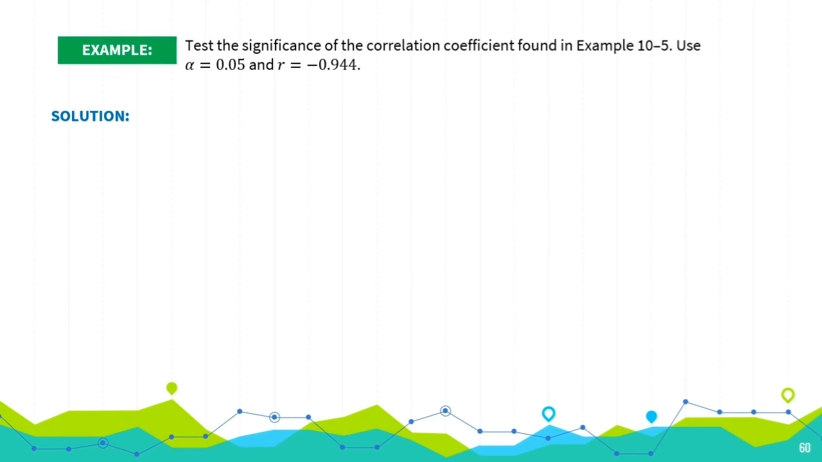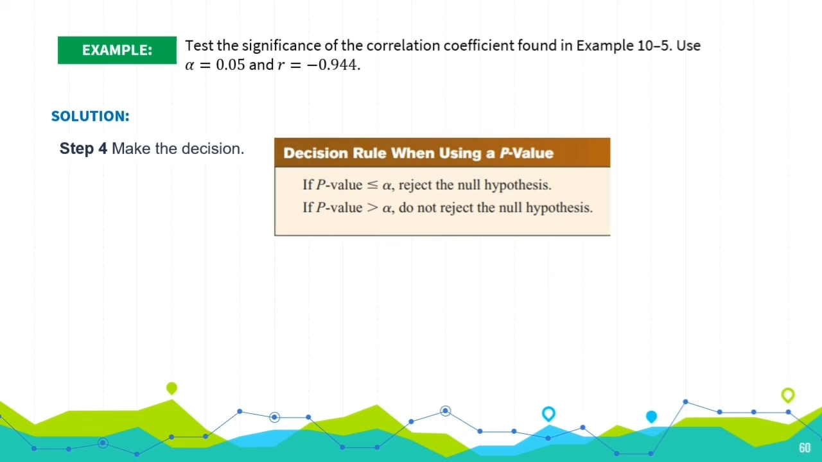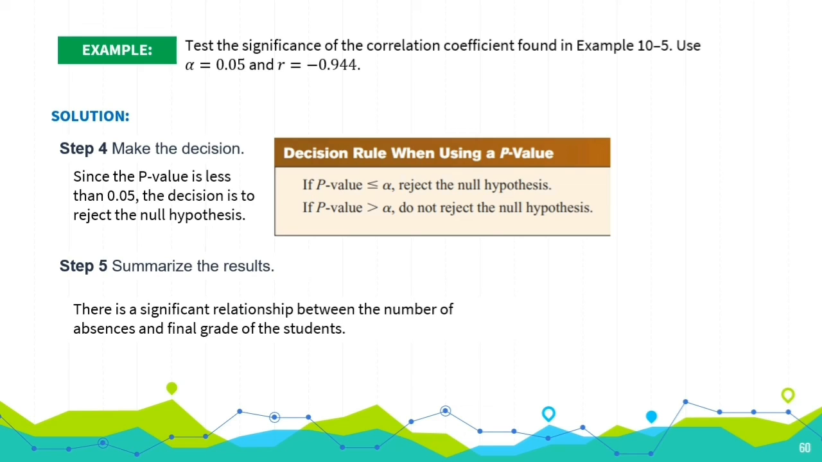And for step 4, make the decision. So using the decision rule when using a p-value, since the p-value is less than 0.05, the decision is to reject the null hypothesis. And for step 5, summarize the results. There is a significant relationship between the number of absences and final grades of the students.